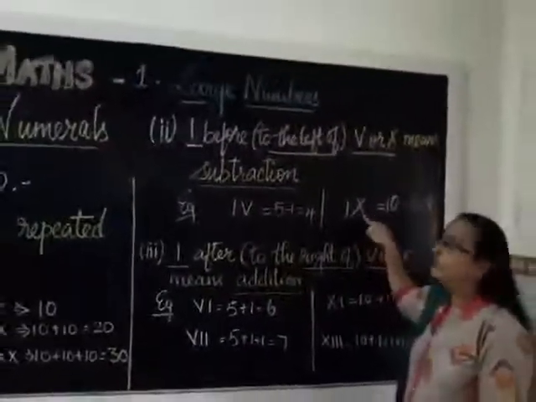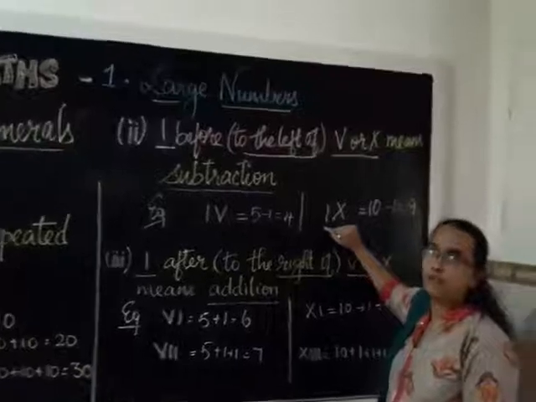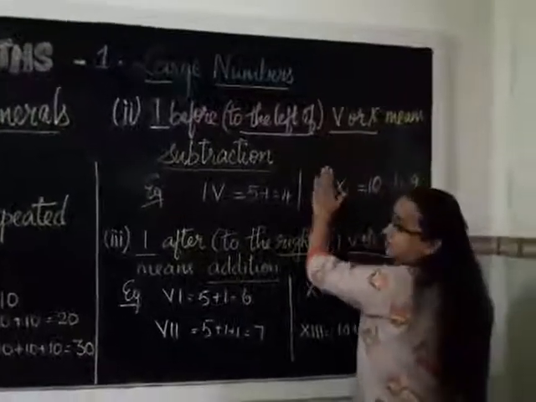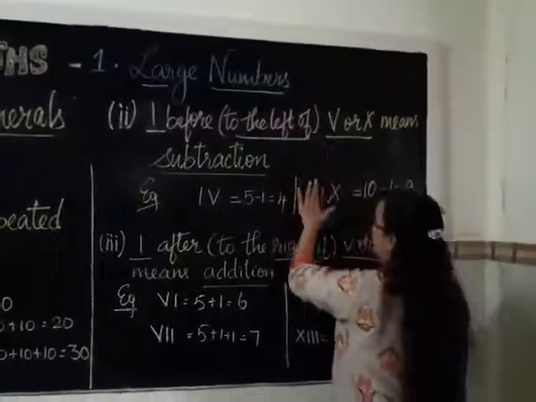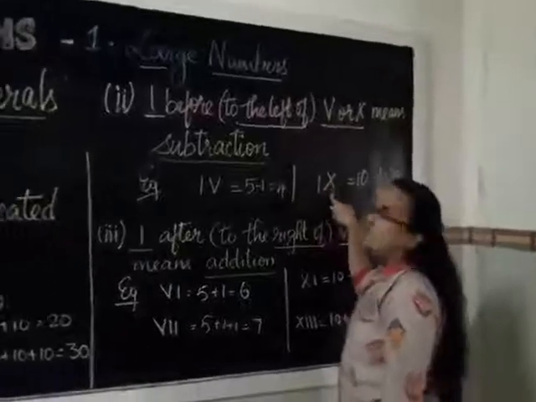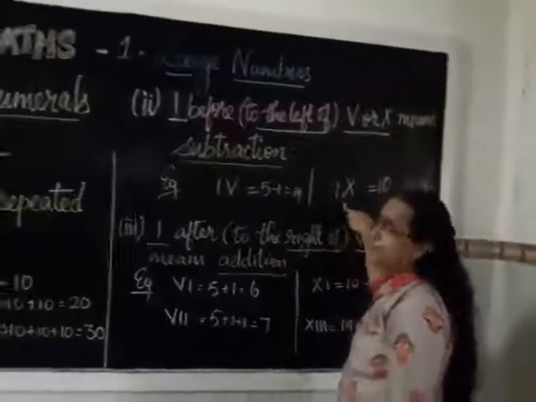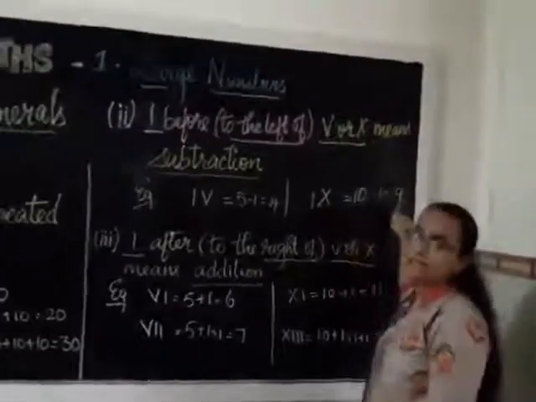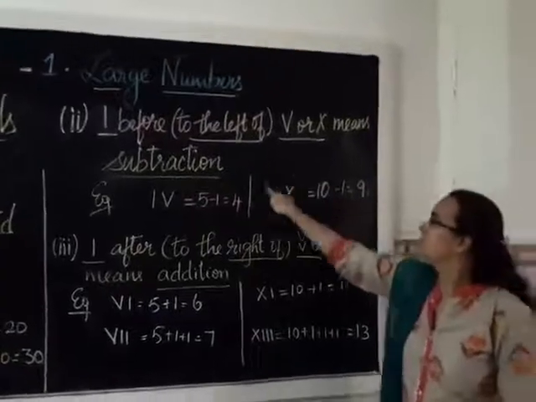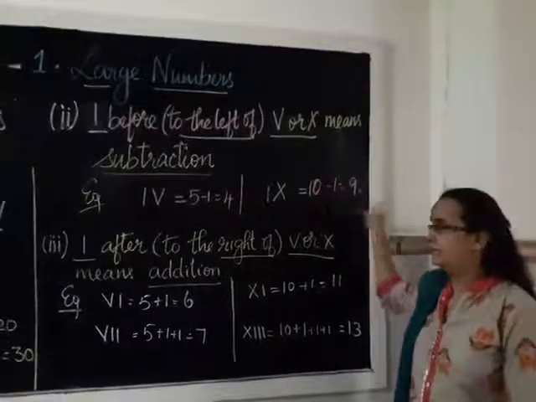Now see here, this is 10, this is 1. So 1 is to your left hand side, to the left of X. So it is subtraction. 10 minus 1 is 9. So this is the symbol for 9.